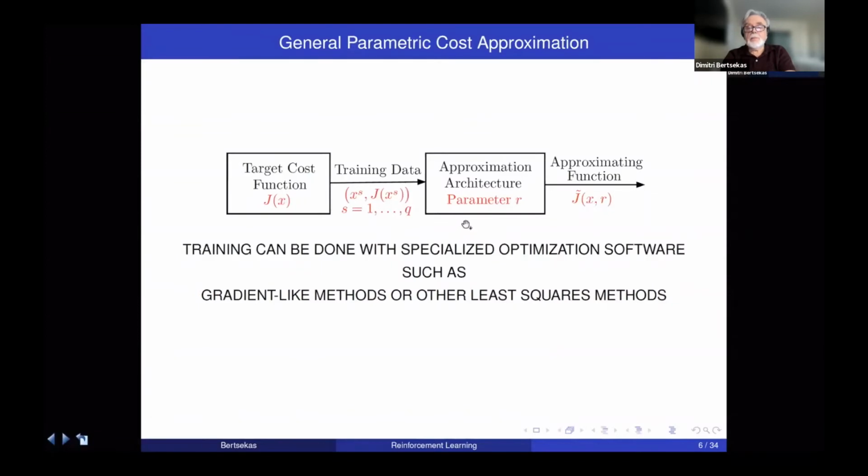And this can be done with an optimization type of algorithm. It's almost always done this way. Specialized optimization software based, for example, on gradient type methods. We're going to discuss these methods shortly. And there are also other possibilities like special least squares methods. We're going to say a few things about those as well. So that's the general structure of parametric cost approximation: a target function, training data, a family of functions, choosing an element from the family so that there is a good match between this and that.